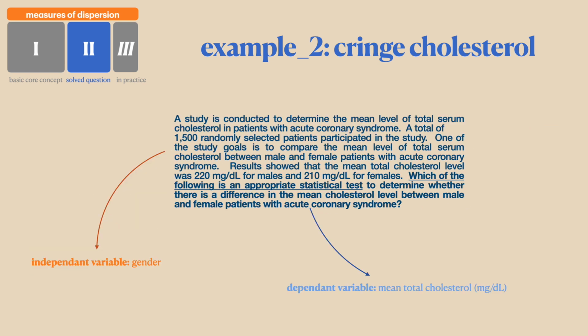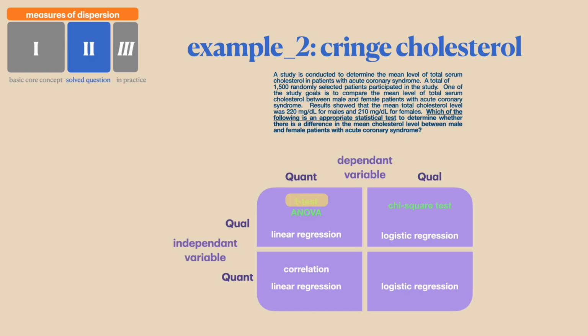So again, 3-step process, super simple, super easy. Identify the variables. So in this case, the independent variable, the thing that we're controlling, the 2 groups, is going to be gender, and then the dependent variable is going to be the mean total cholesterol in milligrams per deciliter. We just go back to our 2x2 table and we know that we have a qualitative independent variable, a quantitative dependent variable. So we're either going to choose t-test, ANOVA, or linear regression. The answer choice does not have a linear regression, and it's only 2 groups, so the answer is going to be a t-test. Pretty damn simple.